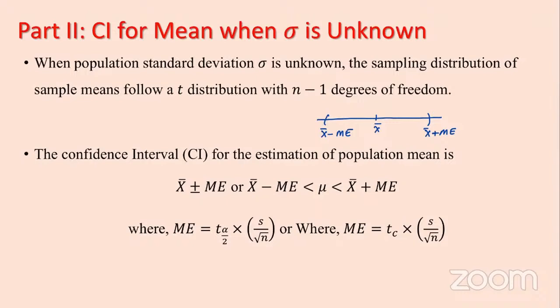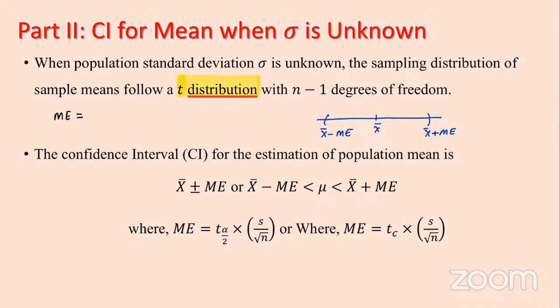In order to find the margin of error in this case, the formula will be a little bit different. Margin of error, if you remember from the previous part, is equal to the critical value, right? But here the critical value will be a little bit different because the population standard deviation is unknown. The sampling distribution will not be the normal distribution. Instead, it is going to be something called the t distribution.